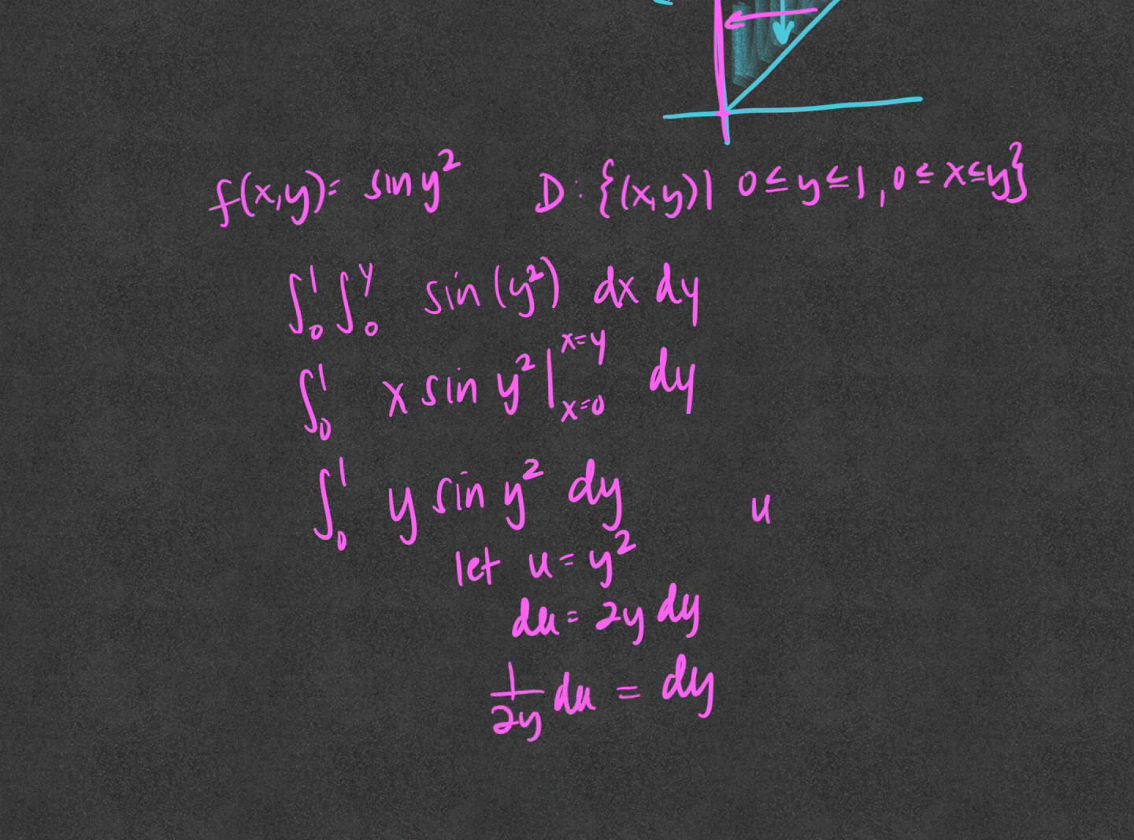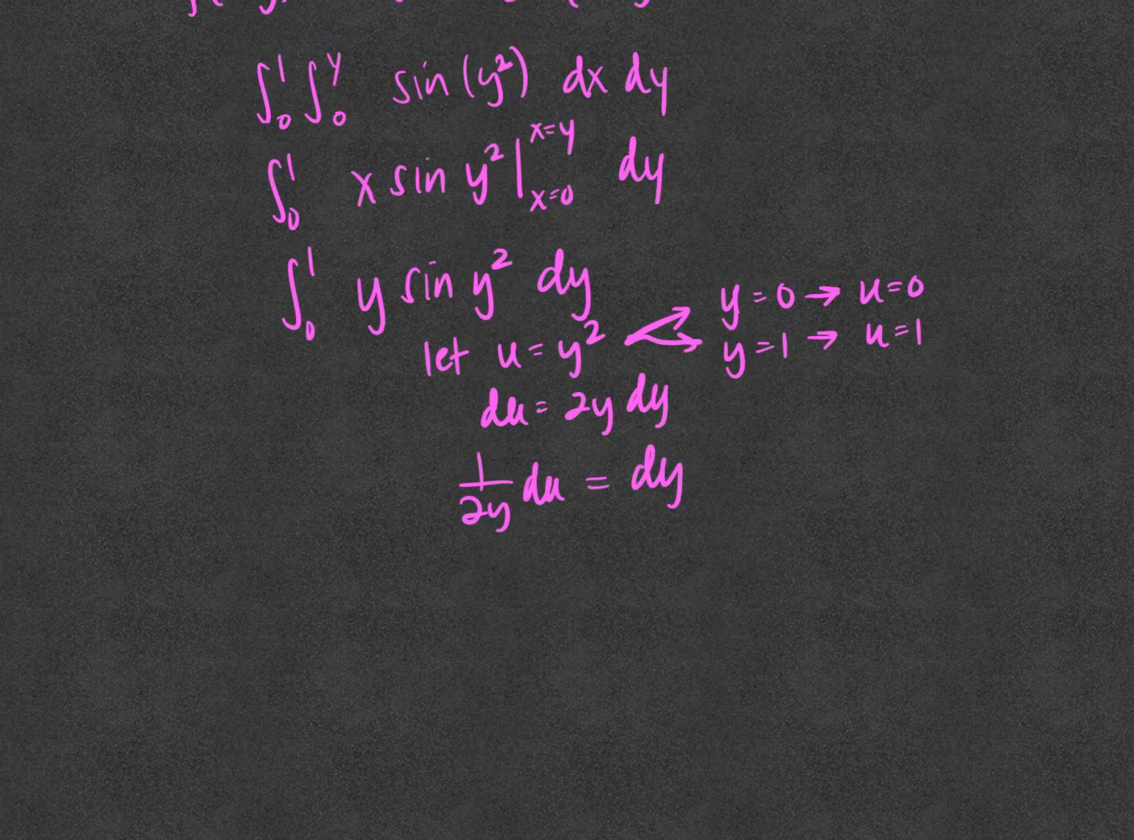Now when you do this, y is going to be 0, y is going to be 1. When y is 0, u is 0, and when y is 1, u is 1. So that works out nicely. 1 squared is 1. So we're going to rewrite this integral to be the integral from still 0 to 1, but now we're in terms of u. We did do change of bounds.